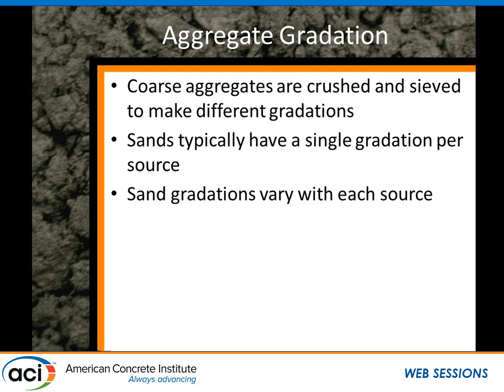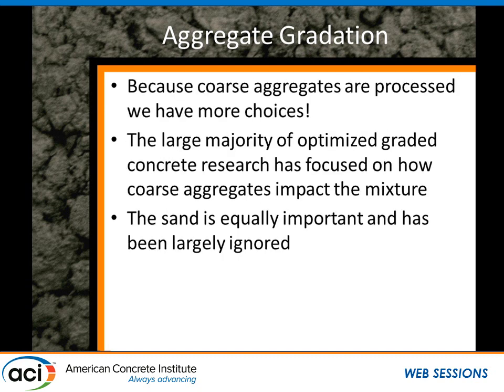Sands typically come in a single gradation for a single source. Sand gradations vary between sources. Because coarse aggregates are processed, we have choices. We can choose. Do we want to use some 3/8? Do we want to use 67? Do we want to use 57? We can make choices. When it comes to sands, we can't. We usually just have something.